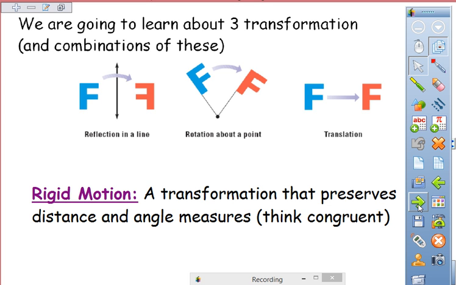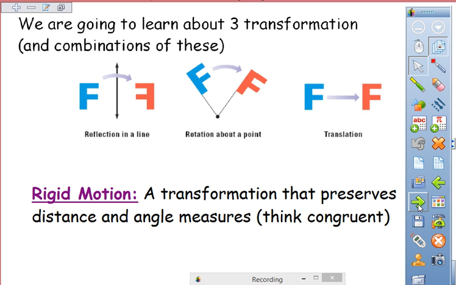We are going to learn about 3 types of transformations and combinations of these. The first picture is a reflection, where F is reflected over the line. So the blue is the pre-image, and the red F is the image. Same goes for the rotation. Blue is pre-image, red is image, and translation is a slide.